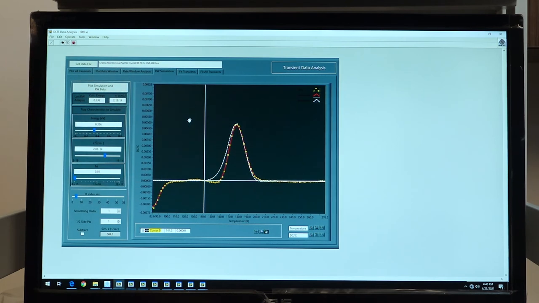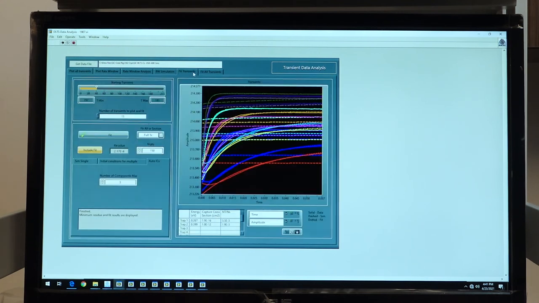Okay, so with this simulation process, we now go to the next module, which is the fit transient module. We saw that although the data extracted from the rate window analysis gives some information, it may not be able to completely explain the data that we have obtained. So we have to go a step further if we want to carry out a detailed analysis. That is the fit transient module, wherein the whole of the transient is processed.